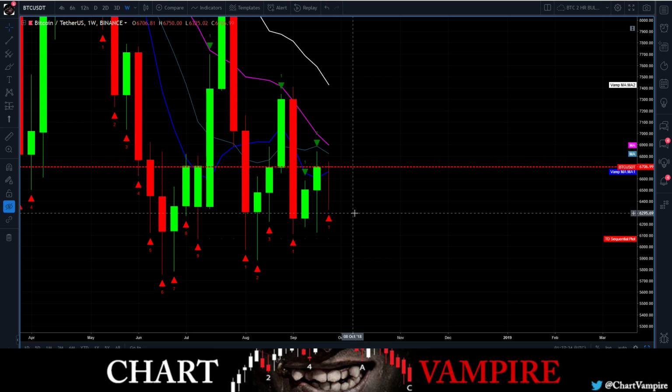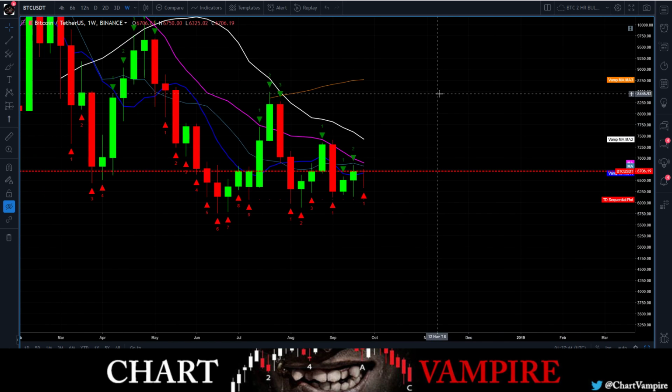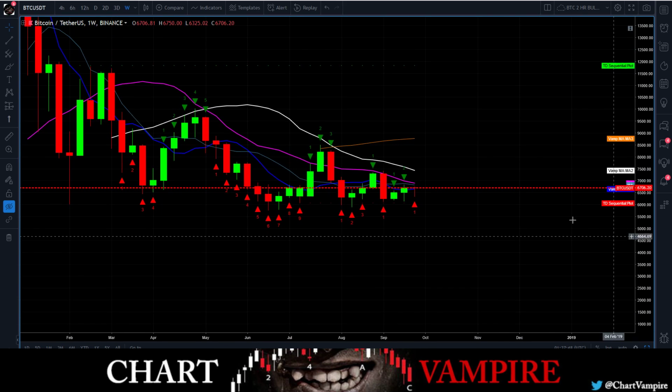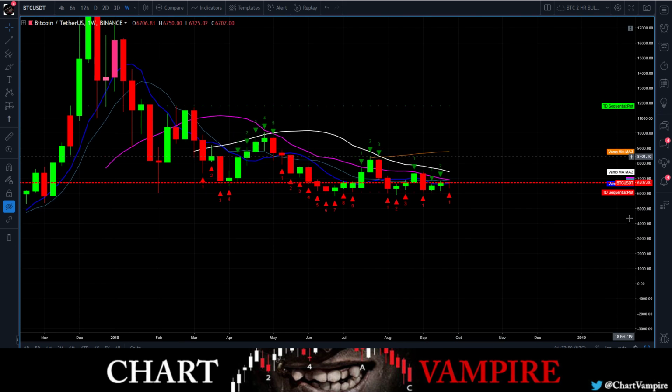That could form out to be an inverted hammer and/or a hanging man candle. We've got 3 days left. That could be a major dump candle right there. Have we formed one of these on the weekly before? Done a big hanging man candle?